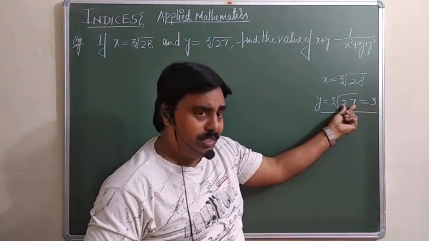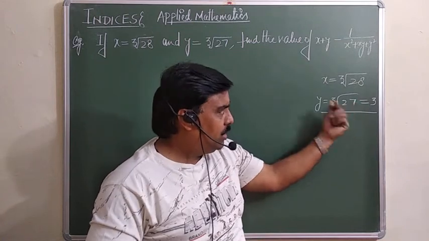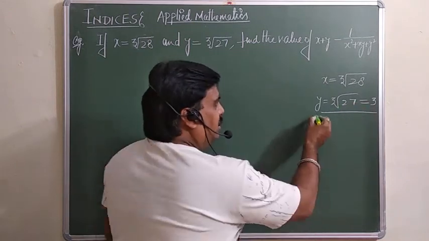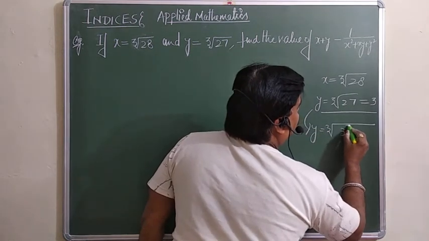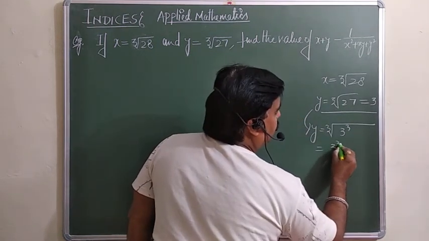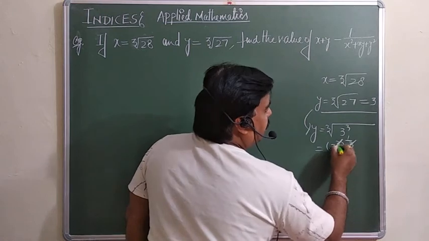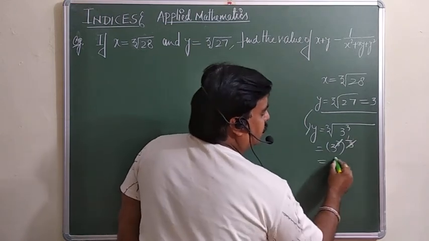You must factorize this one, 3 into 3 into 3, and one 3 you can take out. How can we write this? y is equal to cube root, this is 3 raised to power 3. So this can be written as 3 raised to power 3 whole raised to power 1 over 3. Then a raised to power m whole raised to power n, so that is 3 you are getting.